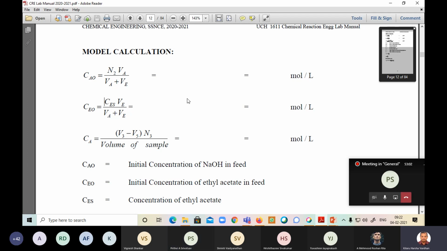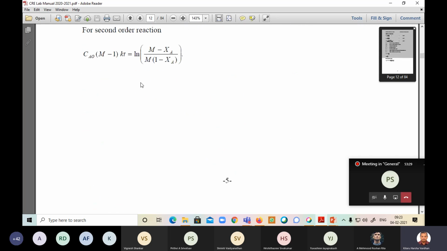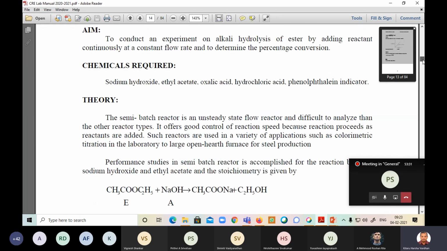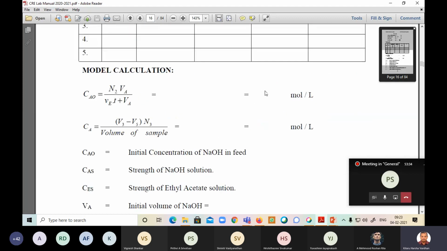The rest of the thing, any other doubt? Let us go to the second one, that is semi-batch. In semi-batch also the same things will be happening. CA0, you are using this equation. For CE0, the formula is different because you cannot calculate how much is VE, because you are sending it through the pipe with the time, right? So in that process, there will be a little change in the formula. Yeah, you can see here.